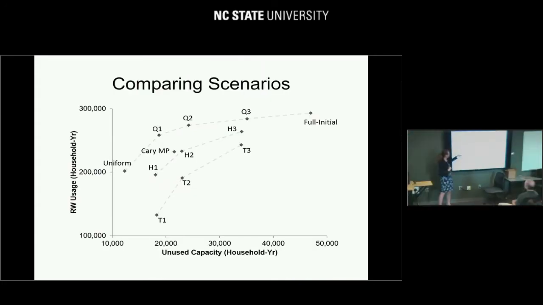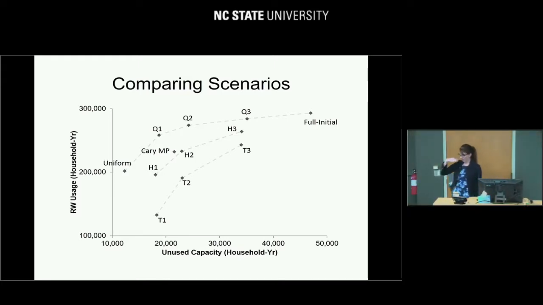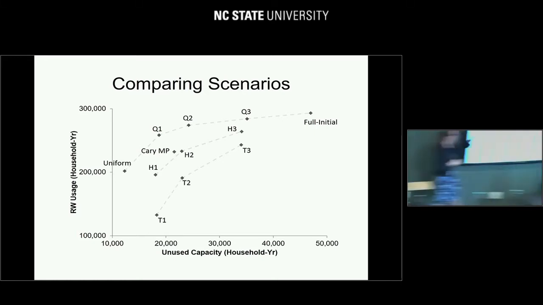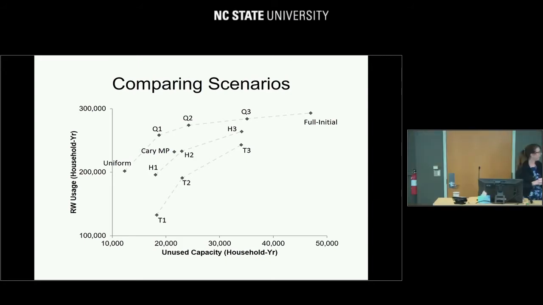Over here on this side, the uniform has the lowest amount of unused capacity. So that stair step makes it so pretty much every time you have your next phase, everybody comes on about as fast as they can. And we can look at the Cary master plan, which is similar to that, the uniform, if you remember the shape of the curve. But it's dominated by Q1.